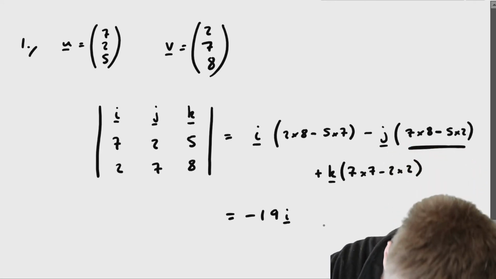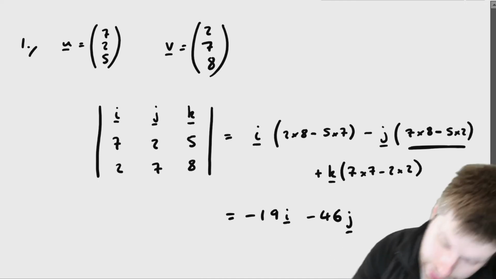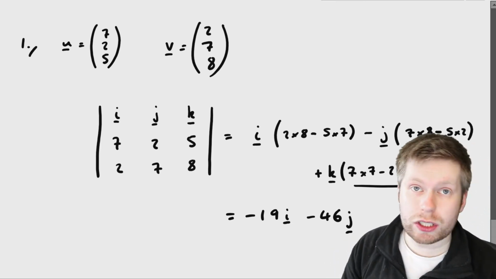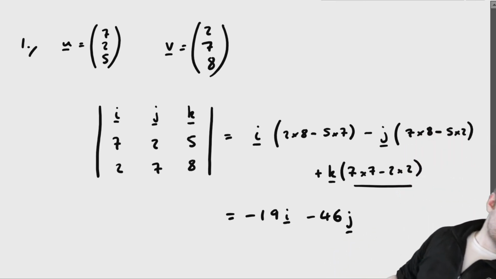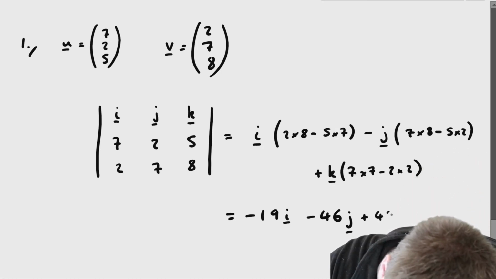So therefore, I'm going to end up with minus 46j as the second component. And then the last component, so again, just looking at this bracket here, I get 7 times 7, which is 49, minus 2 times 2, which is 4. So 49 minus 4, that's 45. So I end up adding 45k.